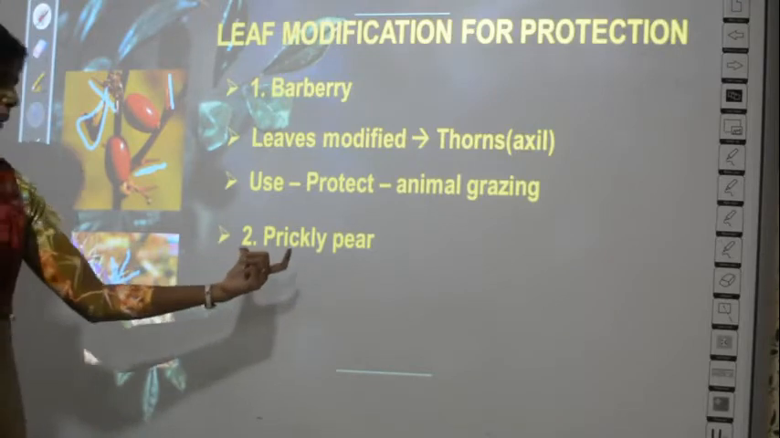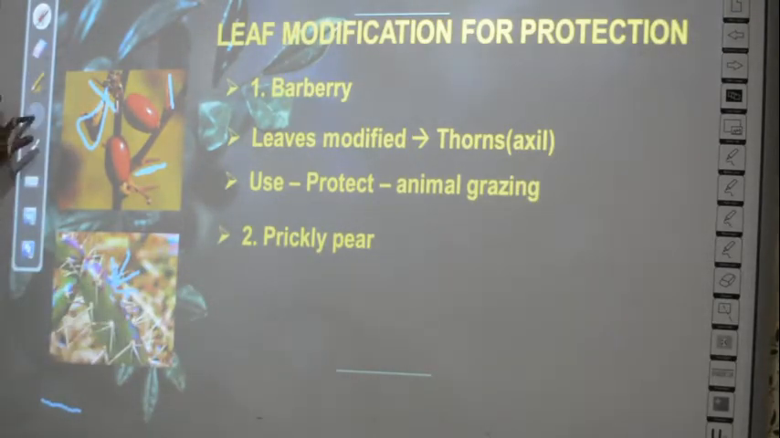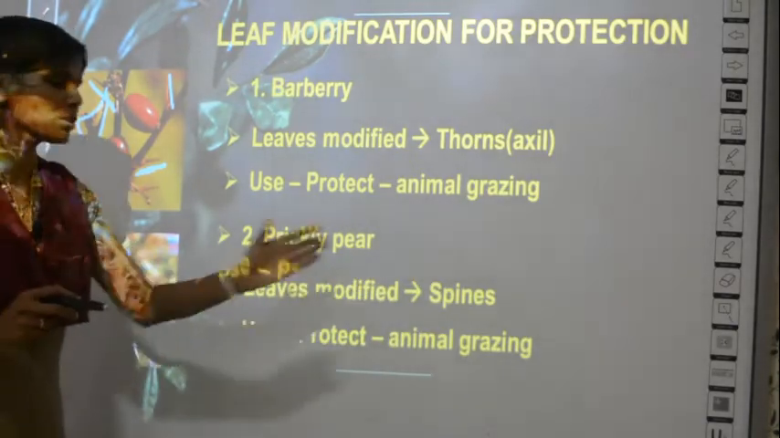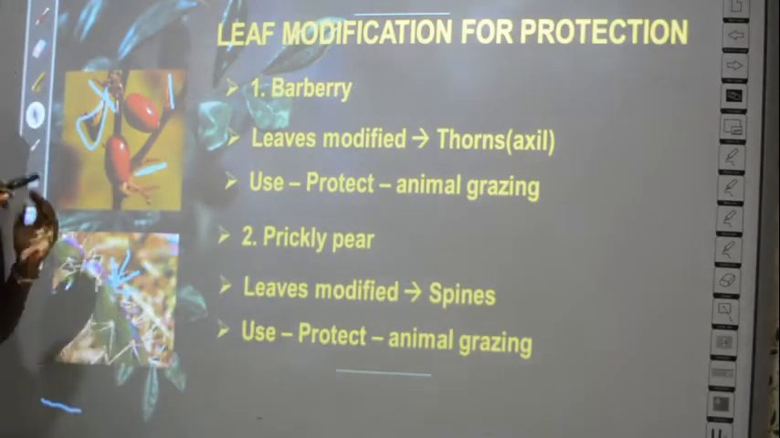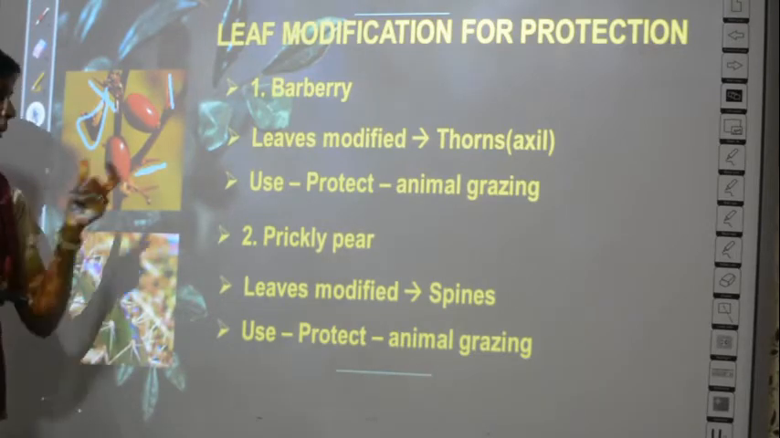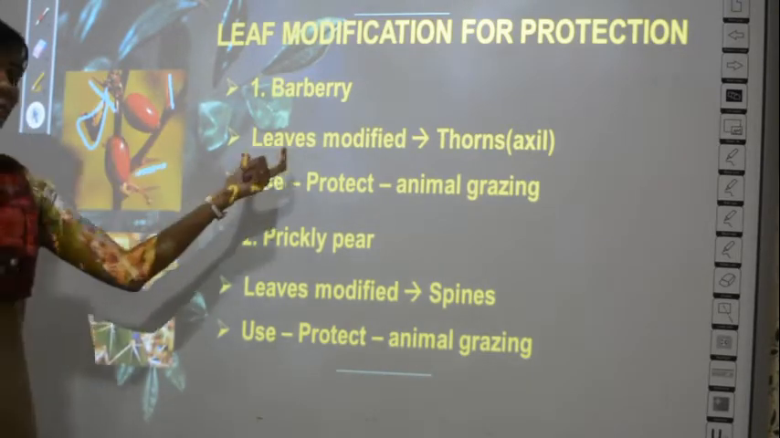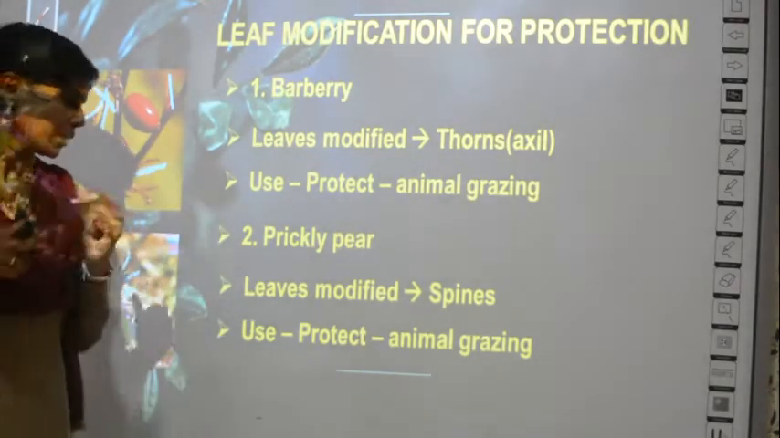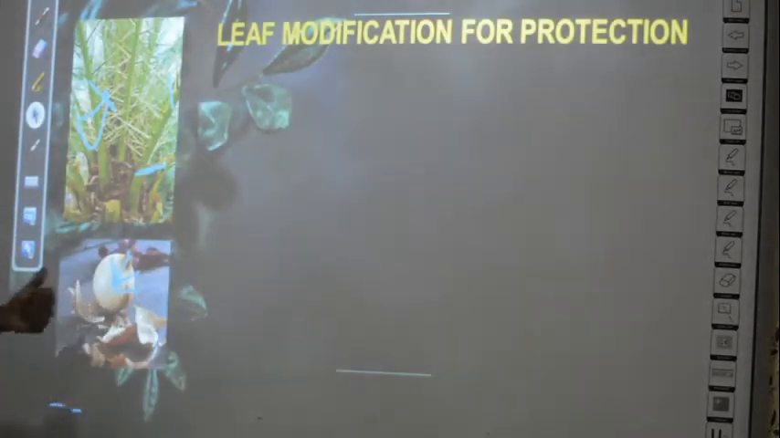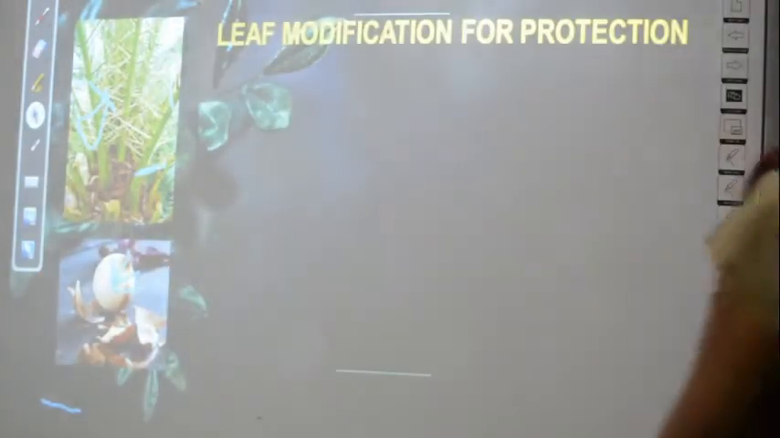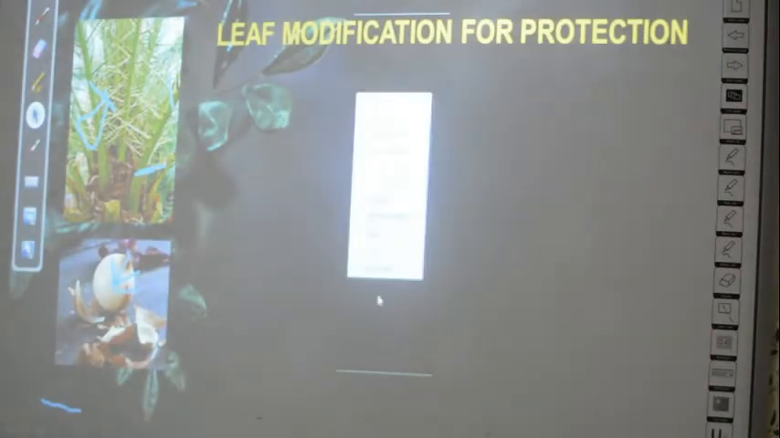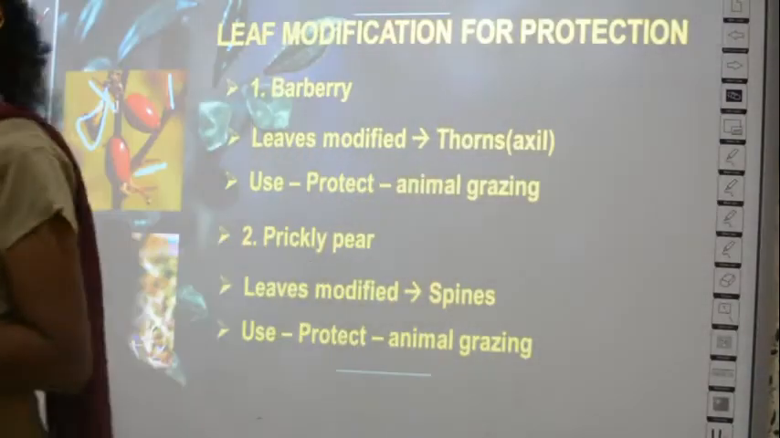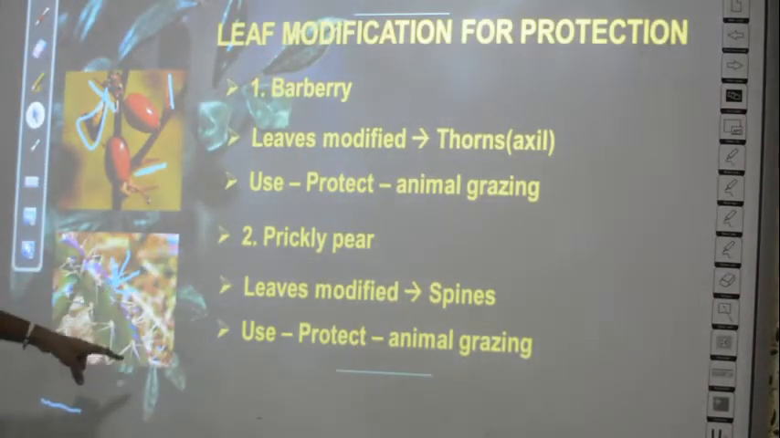Okay, so this prickly pear plant has the ability to produce spines. The leaves are modified into spines. Here also the leaf is modified into spine. In this case in barberry the leaves are modified into thorns. So instead of leaves you have thorns. Here instead of leaves you have spines. You may think this as leaf.